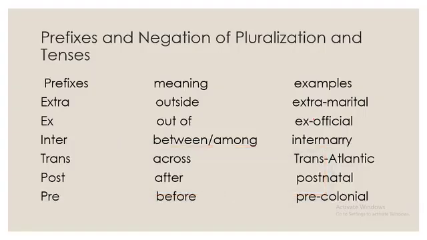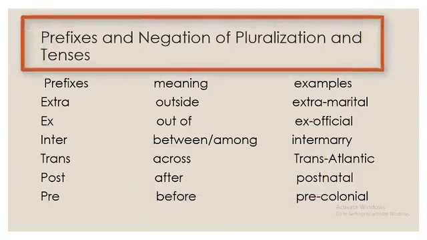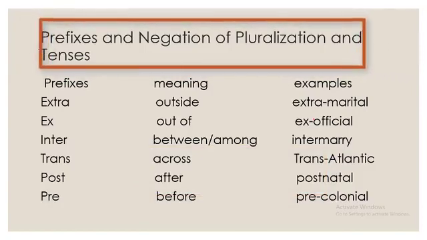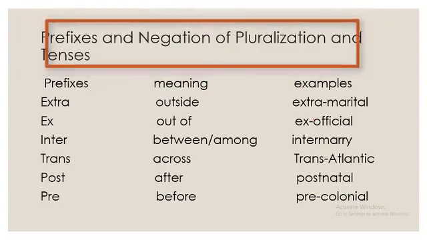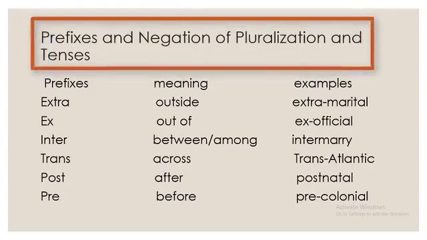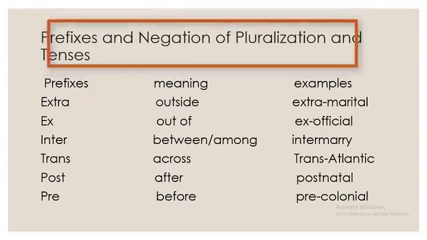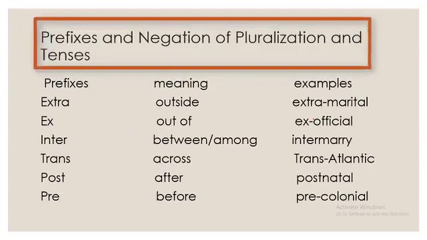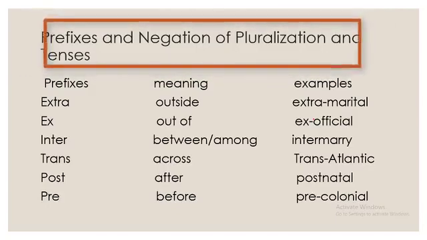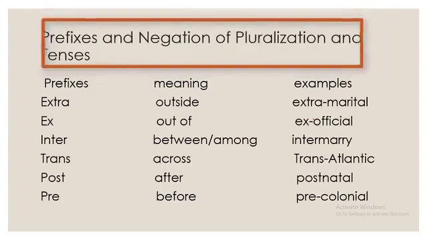By prefixes and negation, we mean that we add certain word elements to a particular word and it alters the meaning of that word entirely. For instance, if I add extra, which is outside, to the word marital, it becomes extramarital. It means outside marriage. If I add ex, which means out of, to official, it becomes ex-official. That is out of official.